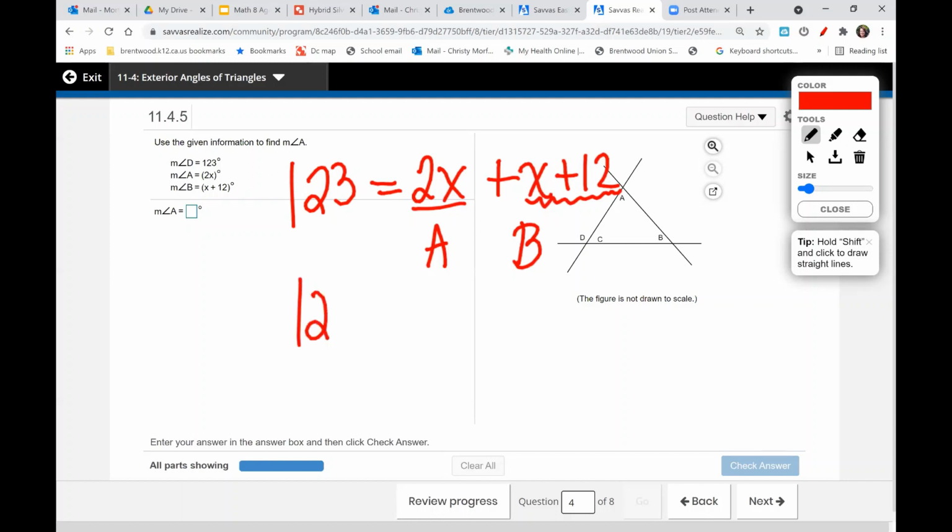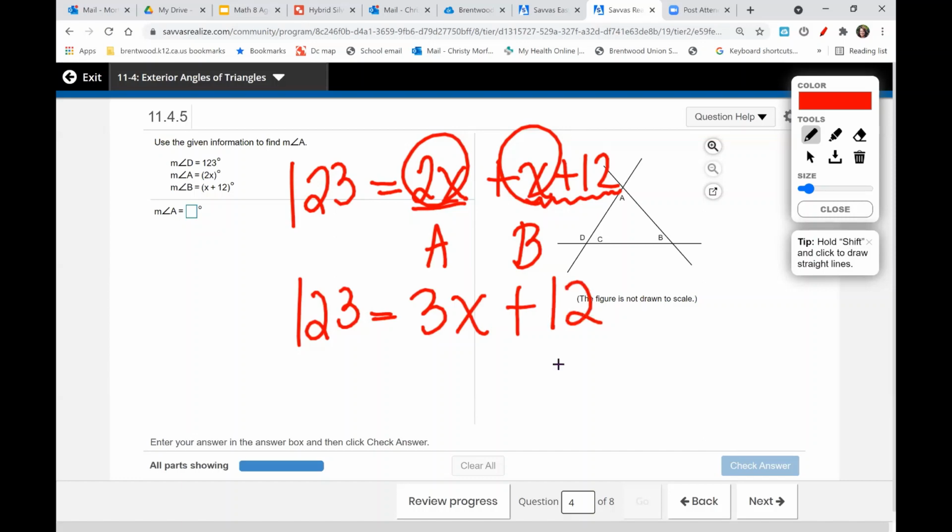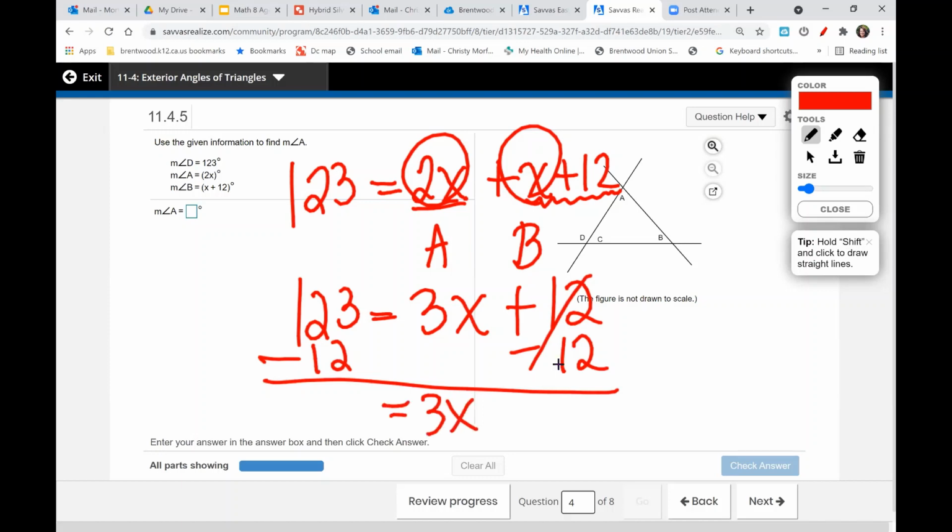Now I'm going to clean up a little bit. 2x plus another x makes 3x. I'm going to copy the 12. I need to get that x all by itself. So I don't want the 3. I don't want the 12. So I'm going to subtract 12 from each side. And that would give me, what's that? 111. So now I have 111 equals 3x. Again, I want just the x. I don't want 3x. So I'm going to finish by dividing each side by 3.